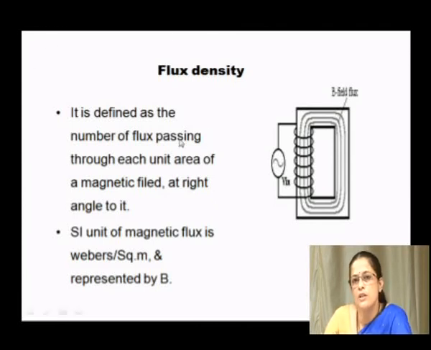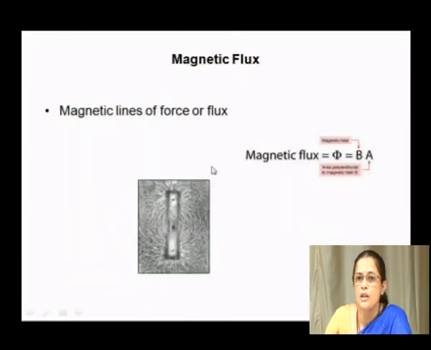The SI unit of magnetic flux density is Weber per meter squared, and it is represented by B. So, now you can understand magnetic flux density is given by this equation, B into A, where B is the flux density and A is the area of cross section of the field.